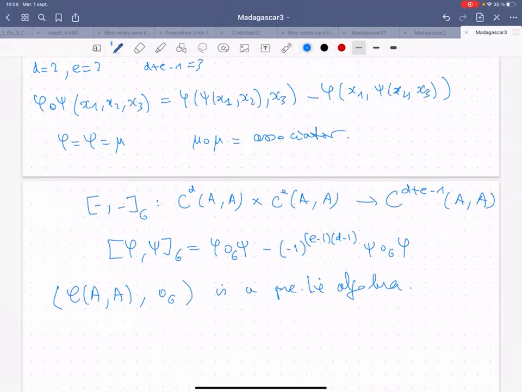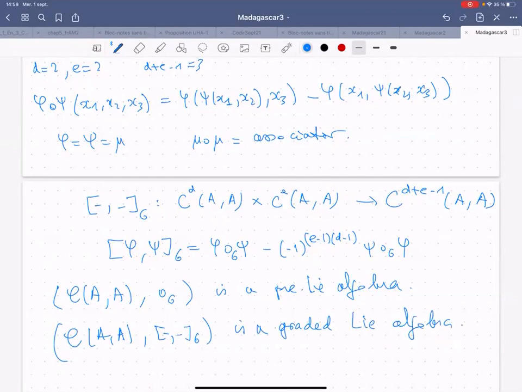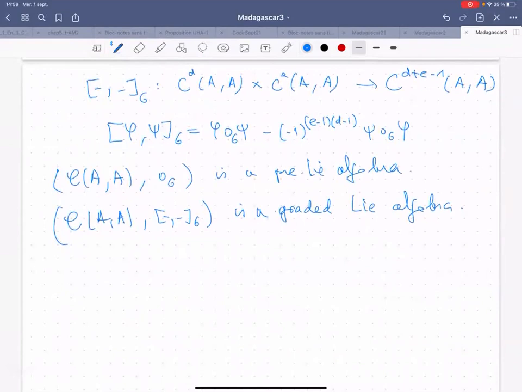And now if I consider C^*(A,A) with the bracket, of course the commutator, but here we have a graded commutator, then this is a graded Lie algebra. Okay, this is a very important and interesting observation.